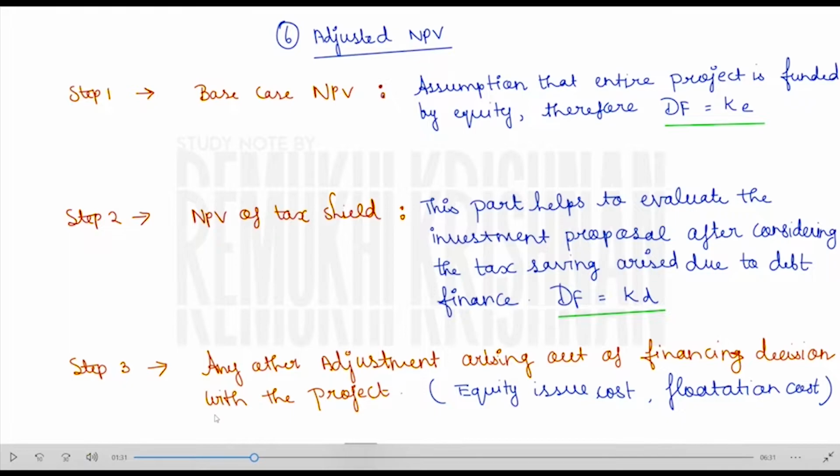There are lots of conflicts that arise in net present value. After resolving all these conflicts, they arrived at the adjusted net present value, which is an advanced form of the net present value. Okay, let us move further guys. With the help of an example, we can understand this concept better.